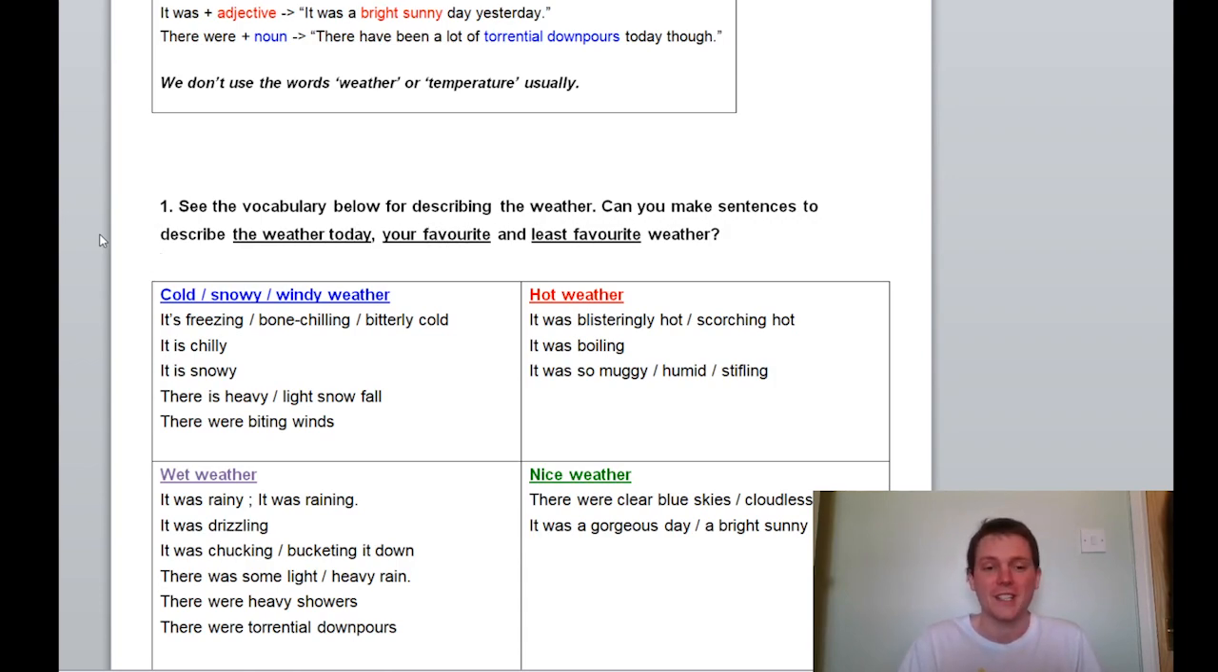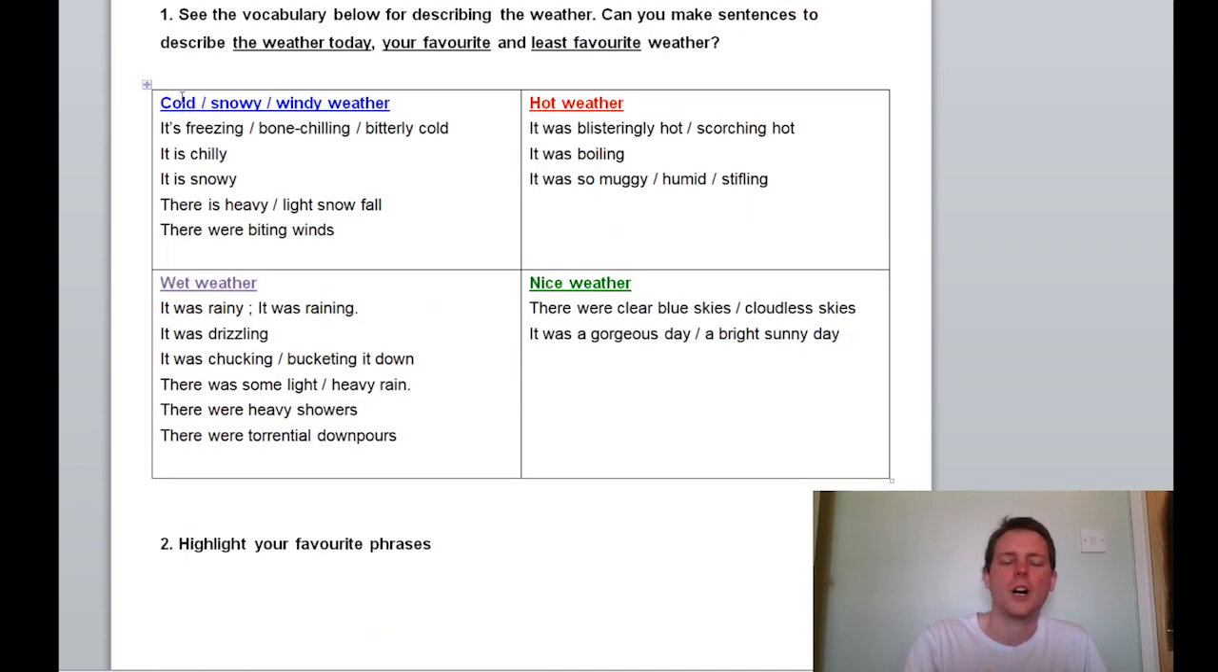First things first. Let's go through the vocabulary. We have cold, snowy, and windy weather. It's freezing. It's bone-chilling. It's bitterly cold. It's bone-chilling. You know, bone is the white matter that's in your body. It's hard, like you have bones in your fingers, in your hands, everywhere. That's bones. If it is bone-chilling, then it's so cold it's making your bones feel cold, right? Very, very cold.